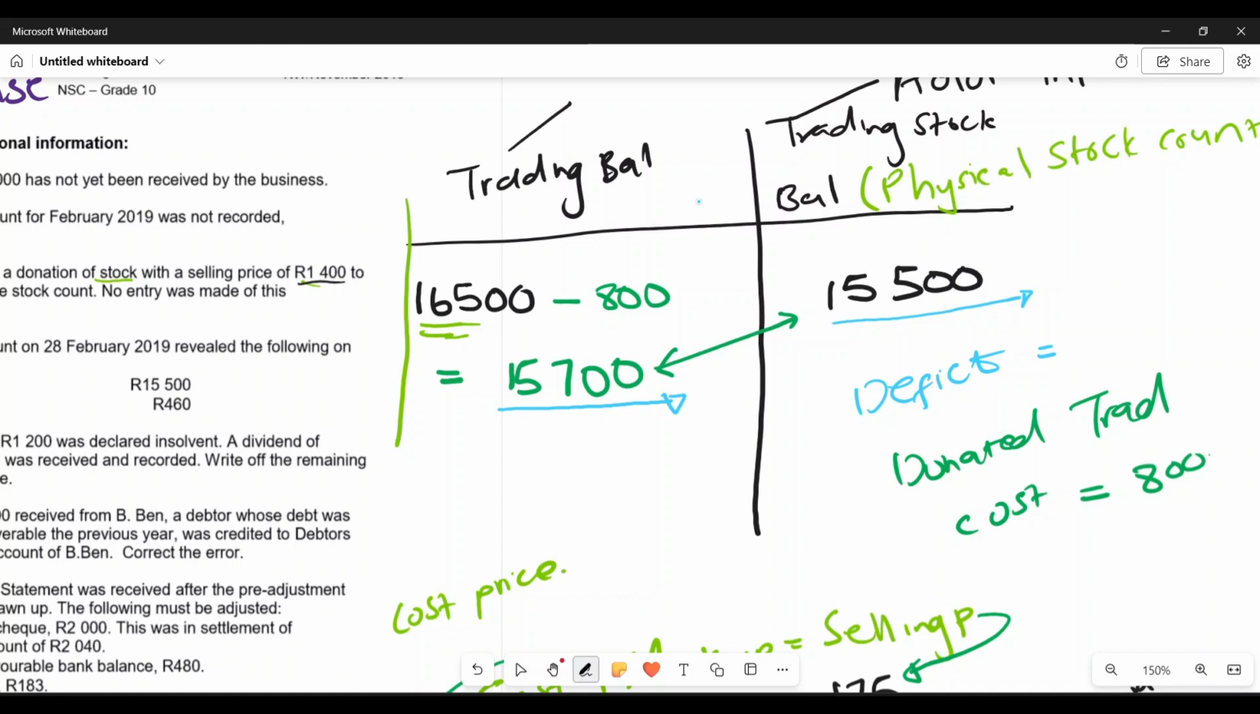So to find our deficit, we're going to say 15,700 minus 15,500. As a result, our trading stock deficit would be equal to 200 rands.